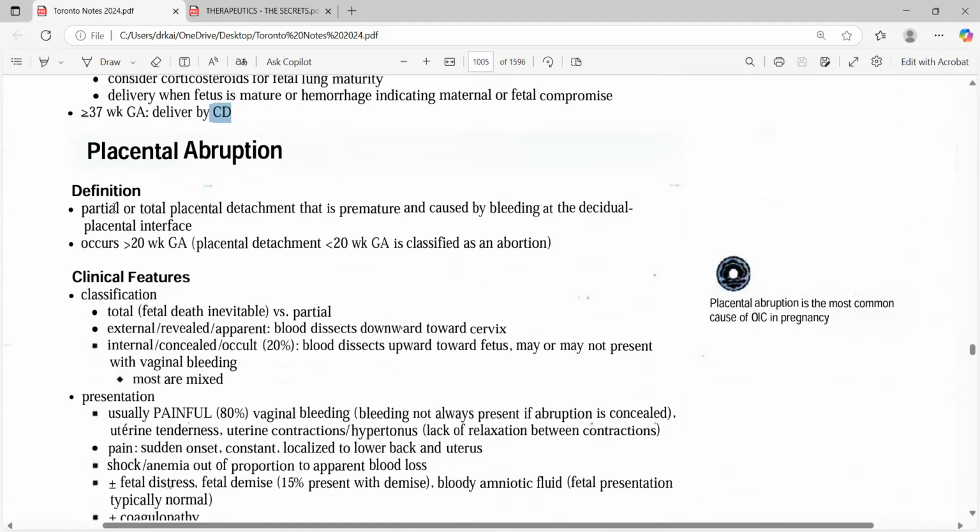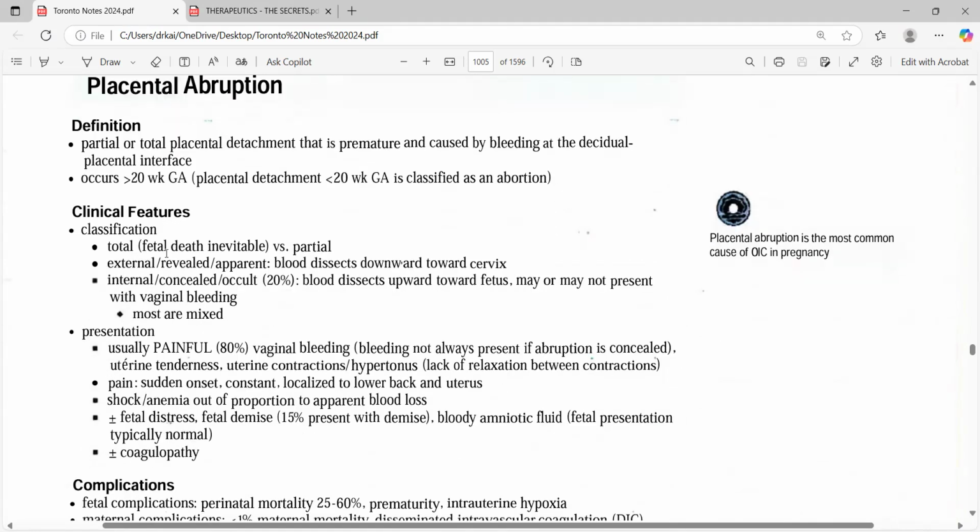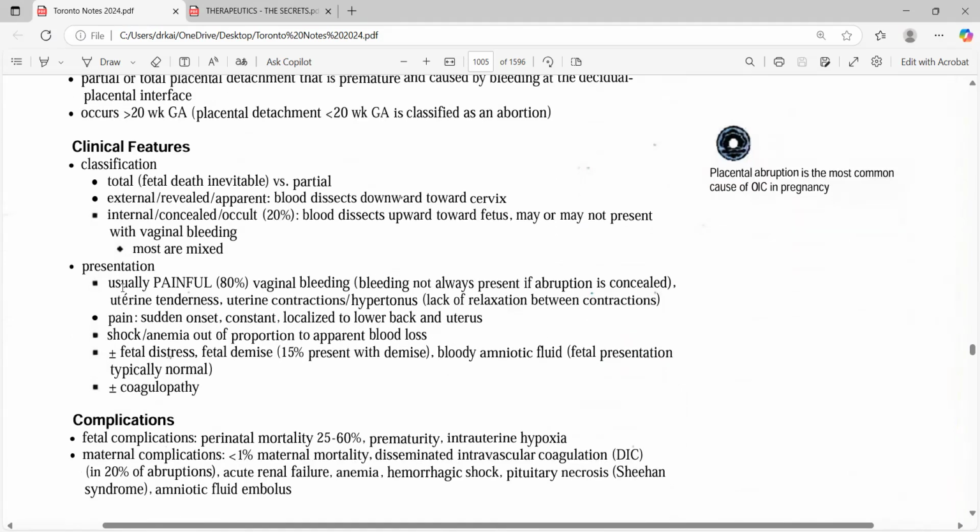Then placental abruption: partial or total placental detachment that is premature and caused by bleeding at the decidual interface. Total versus partial; external bleeding, then internal concealed, occult, or mixed. Presentation is usually painful, so they will say painful when they are talking about abruption placenta. Placental abruption is the most common cause of DIC in pregnancy.